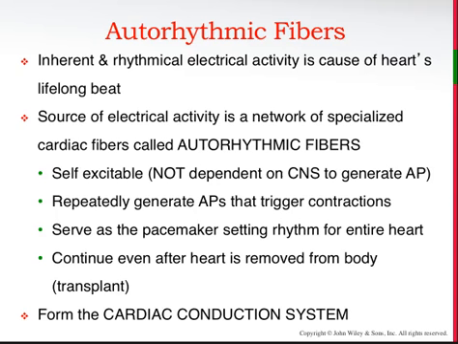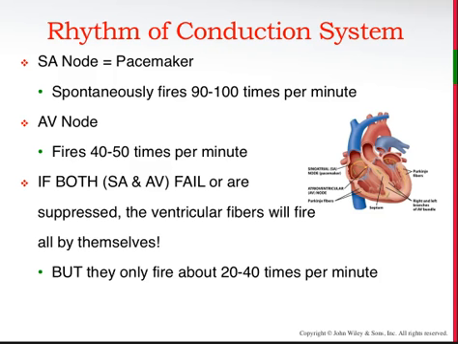So what that means is we have to talk about where they're localized, where they're congregated. And we talk about those in specifically two nodes. So the first node that we talk about is the SA node, or the sinoatrial node. The sinoatrial node is considered the pacemaker. It is the pace setter. It is the pace car for the heart. It spontaneously fires at roughly 90 to 100 times per minute.